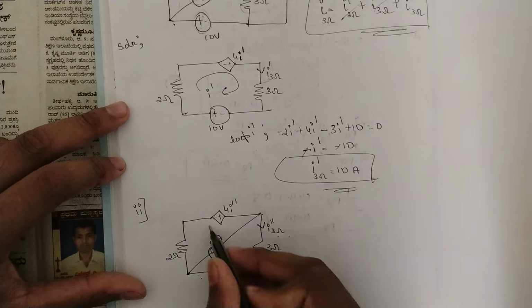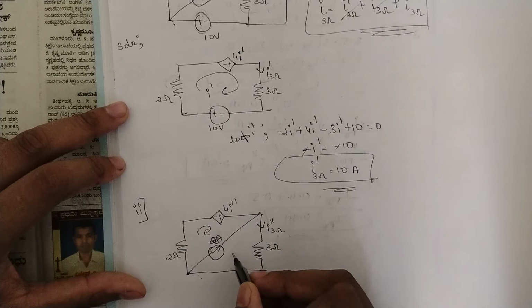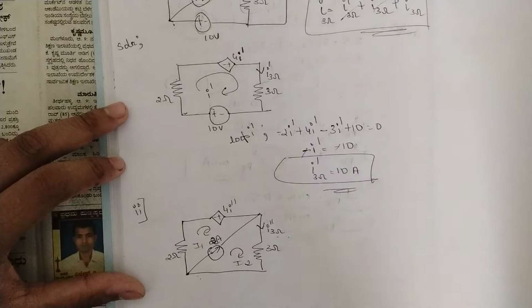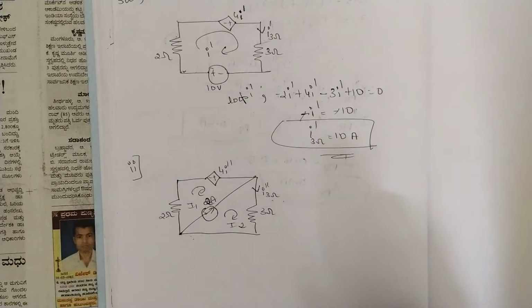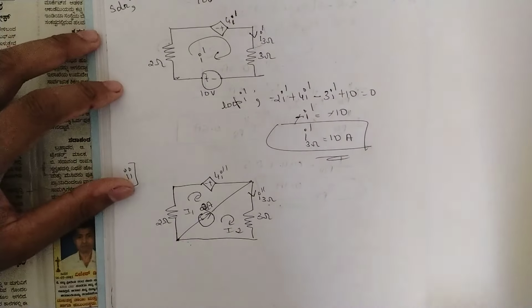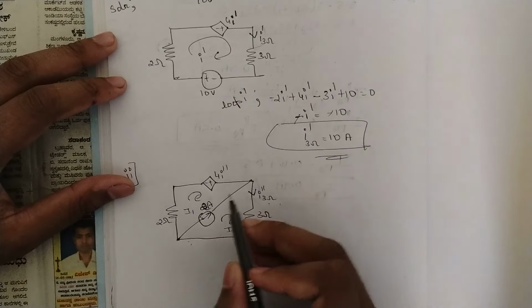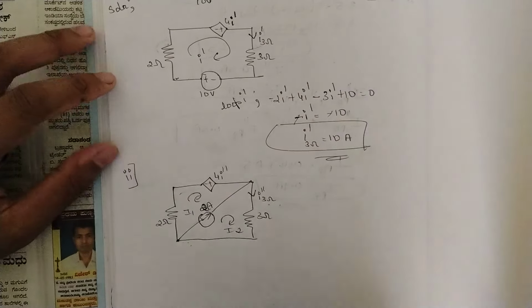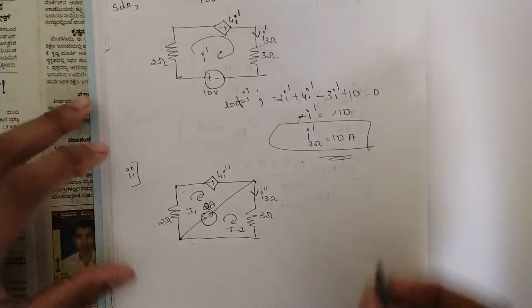Now we have two separate loops because we have this current here. Name those two loops as I1, I2. Now you can see that we are having one concept called a super mesh, which we have already discussed. Between these two loops, we have one current source. So that's why we would be getting one complete loop, and that complete loop is called a super loop, which I have already discussed. So according to that, write the equation.